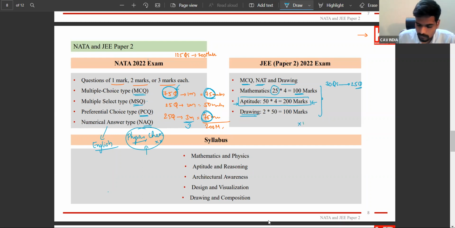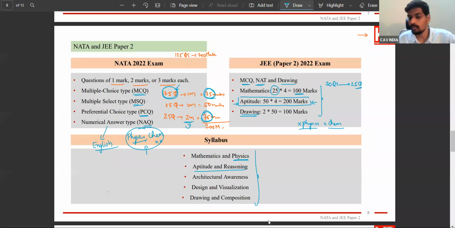In JEE there is no physics and chemistry. No physics, no chemistry, only mathematics, architectural aptitude, and drawing. That's it. No physics and no chemistry in the JEE exam, be it for planning or architecture. Both have no physics and chemistry involved. So that's a brief on the syllabus. Very few physics questions are asked in the NATA exam, not in JEE.